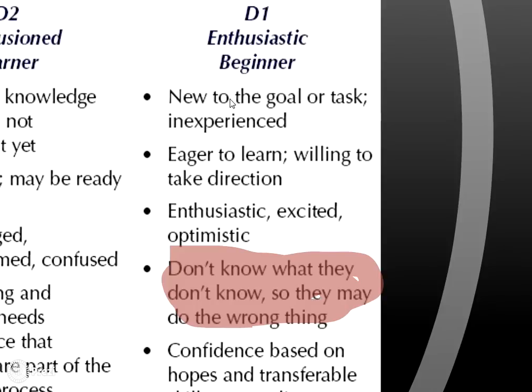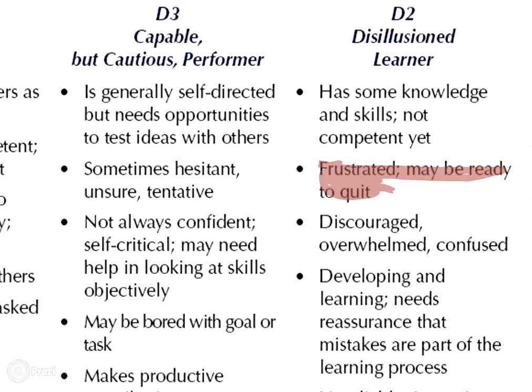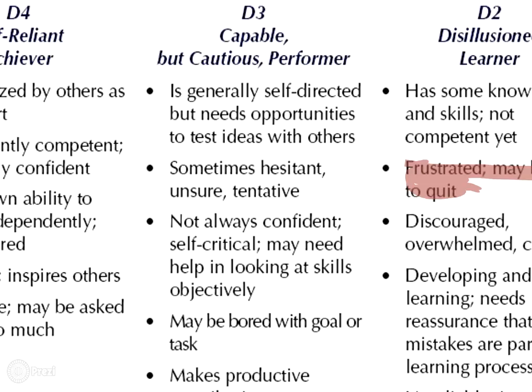Just for example, in this first stage, the enthusiastic beginner, I think the main thing here is that they don't know what they don't know, so they do the wrong thing. Again, very, very motivated, very eager, but they lack knowledge and skill. Moving on to the second stage, I think the main thing to see here is that the person is frustrated and they may be ready to quit. So again, think back to John falling, crashing on his bike a lot. He's quite frustrated, doesn't want to get hurt anymore, doesn't want this feedback, and he may just want to give up at that point.